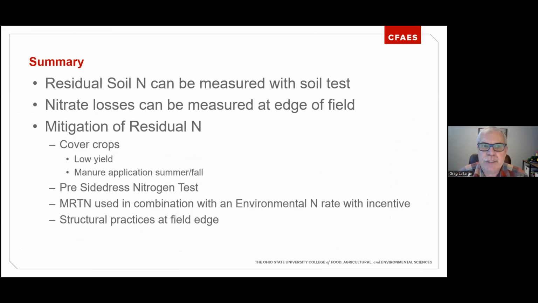Nitrogen losses are measured at the edge of field, and they can be pretty significant, as we saw earlier. Mitigation of that residual nitrogen, once again, cover crops, managing the rate of application, and then using, with manure in particular, pre-sidedress nitrogen tests to determine it, and then certainly structural practices are another way to manage that. The cost of those can be substantial, and hopefully there is a cost share program in place to be able to put that practice out.